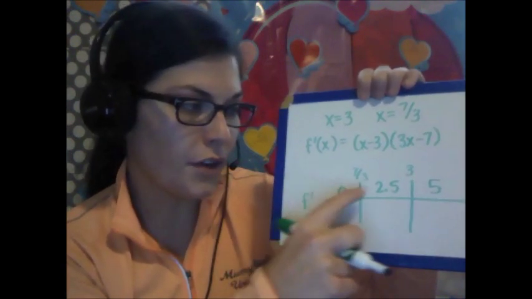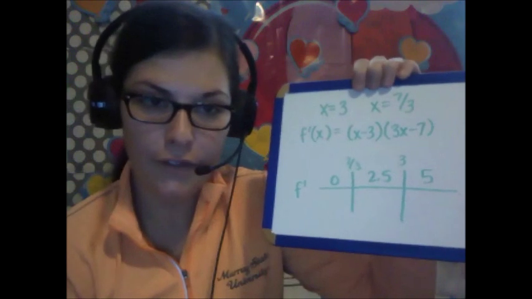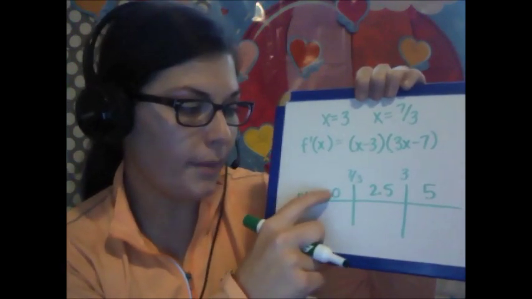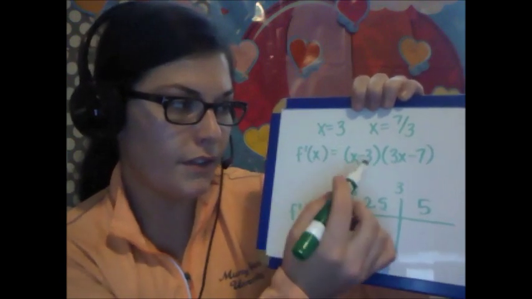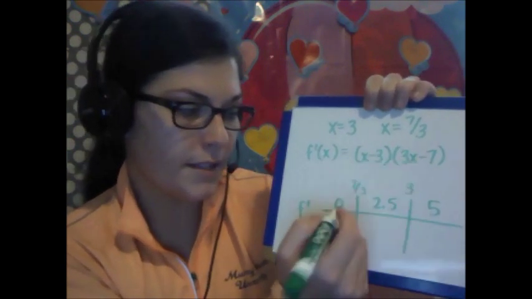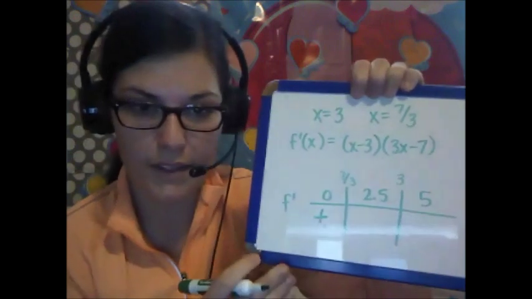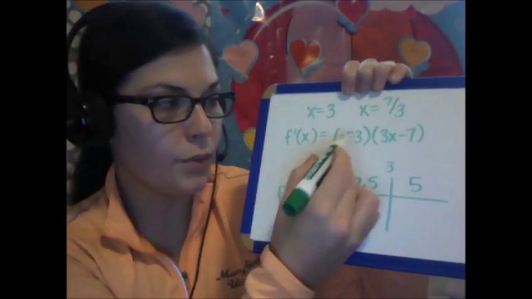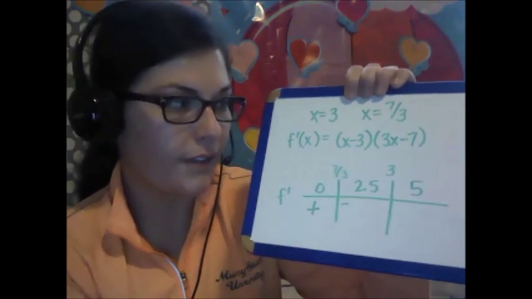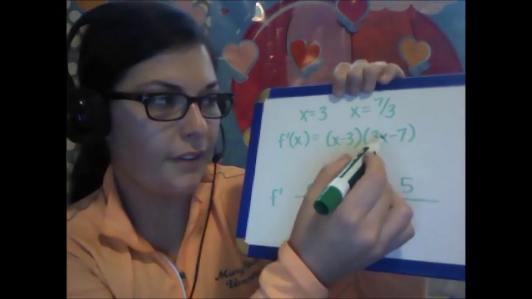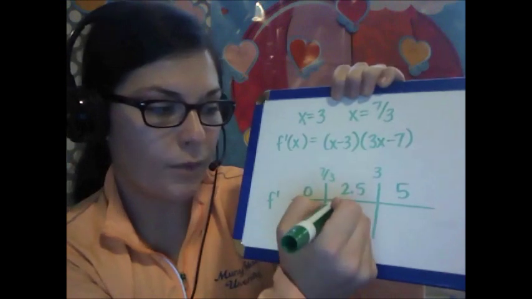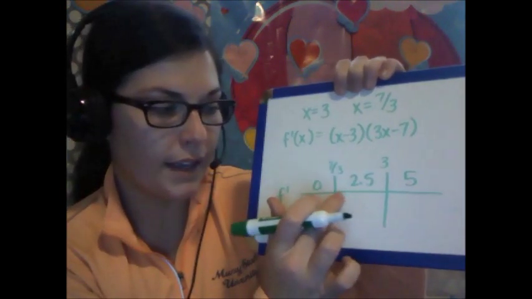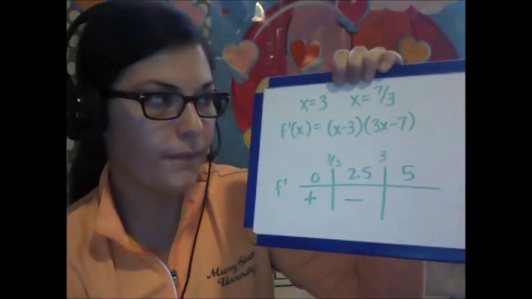So I chose 0, 2.5, and 5 to help me with my sign chart. And my first piece here, I'm going to plug 0 into my derivative, and I get negative times negative equals a positive value. Now I'm going to plug in 2.5. So 2.5 minus 3, we have a negative value. 2.5 times 3 minus 7, we have a positive value. Negative times positive, we're going to get is negative.